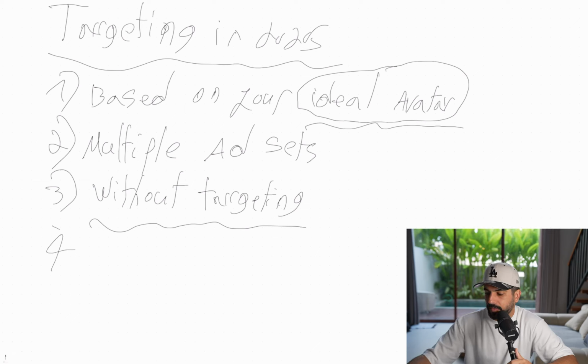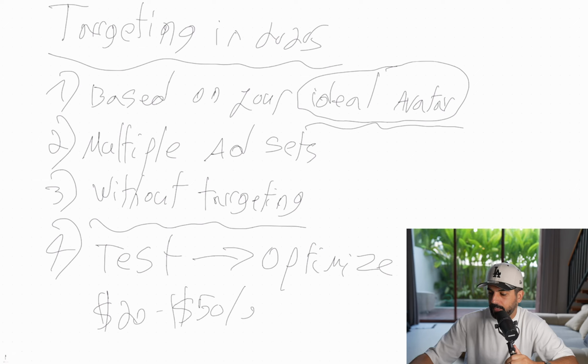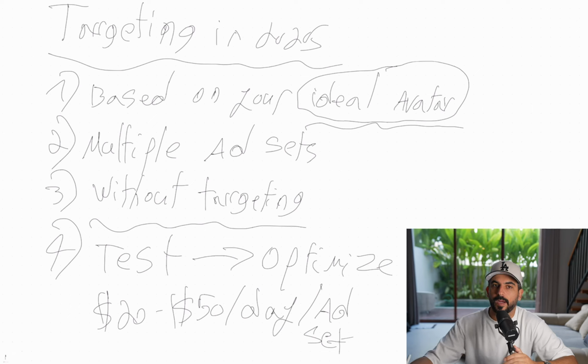And fourth is to test and then optimize. What I mean by that is that you can start with a low budget of, let's say, $20 to $50 a day per ad group, or ad set, and let it run for, let's say, a week. So let's say you're running 3 to 4 different ad sets for your objective.